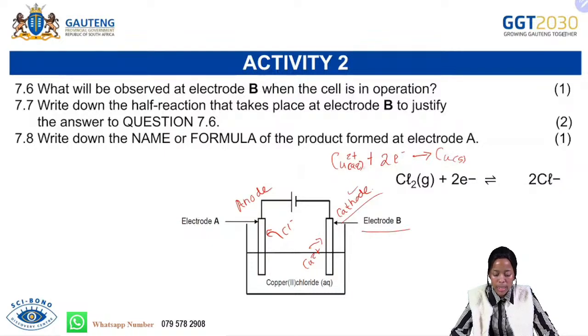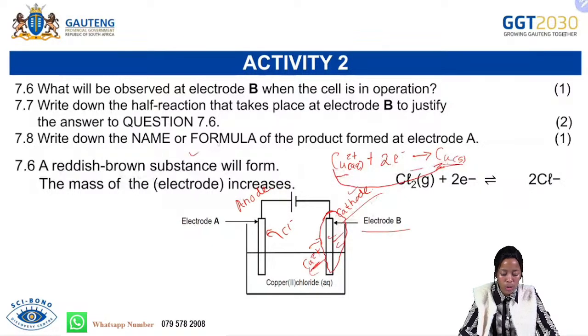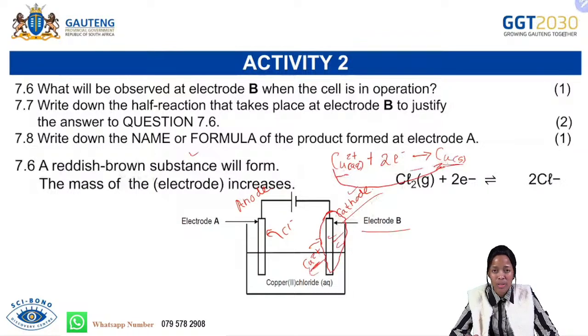If this is the half reaction, it says what will be observed. We can see that according to the half reaction, we have Cu2 plus. Where is it going? It's going from the solution to the electrode. So when the Cu2 plus is going from the solution to this electrode, what is it that we are going to observe? There's going to be a mass increase. Or we are also going to observe a reddish brown substance forming there.